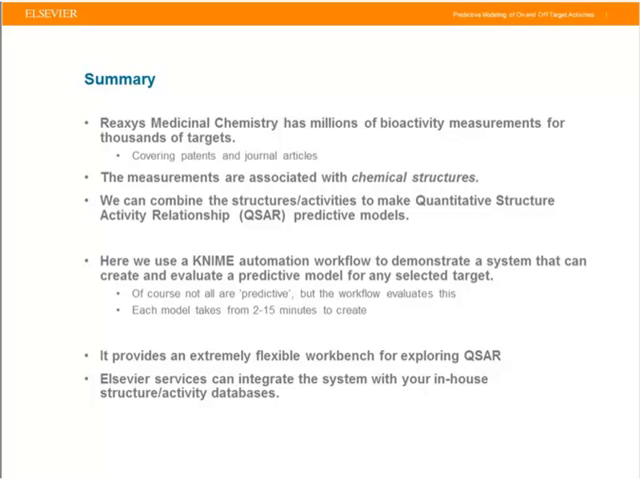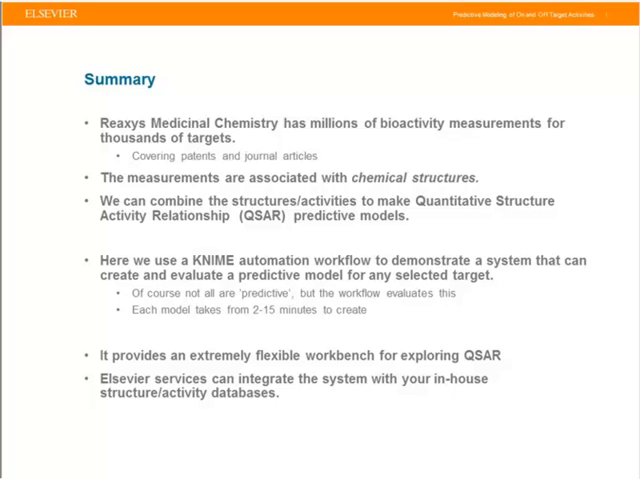So in the data that I'm using, each measurement is associated with a chemical structure that was assayed to create the bioactivity measurement. And so we'll combine the structures and activities to make quantitative structure-activity relationship predictive models. And I'll go through a little more detail on that, what kind of descriptors and statistics that we're using to make those. So here we're using a KNIME automation workflow to demonstrate a system to make these models.